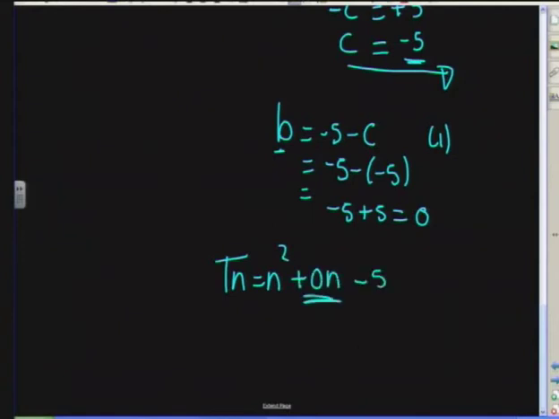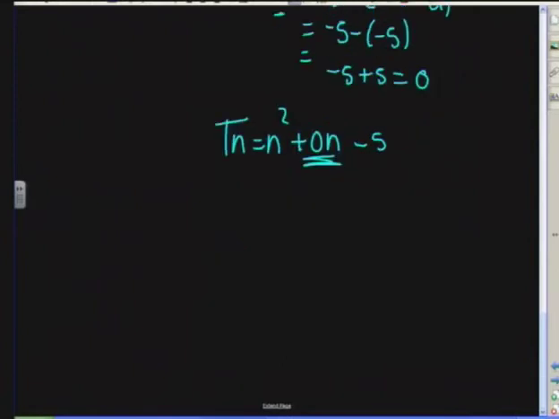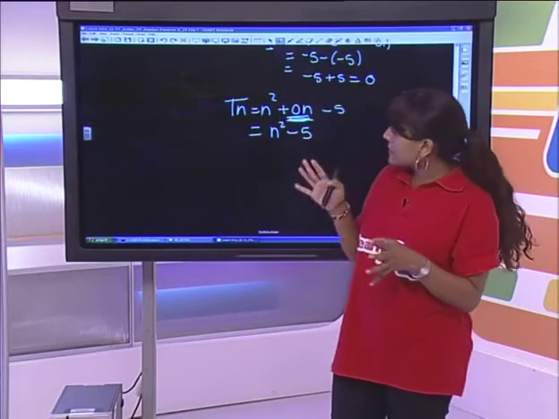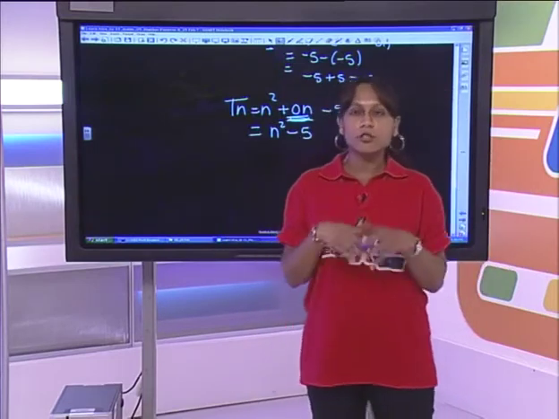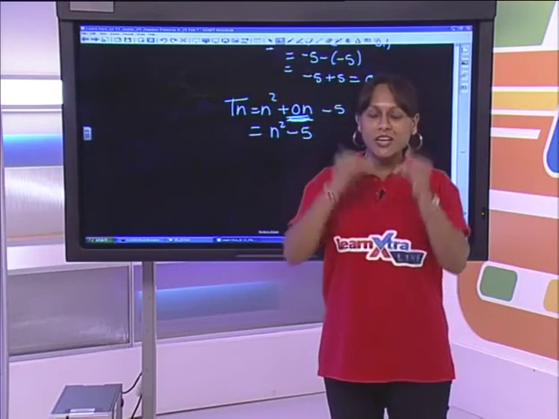But guys, we don't ever write 0n like that, do we? No, because that whole term is just going to cancel out to give us 0. So my equation is actually n squared minus 5. Okay, so that is the general term. Sorry, not your equation. Your general term is n squared minus 5. Now, you can use that to find any term in the sequence.